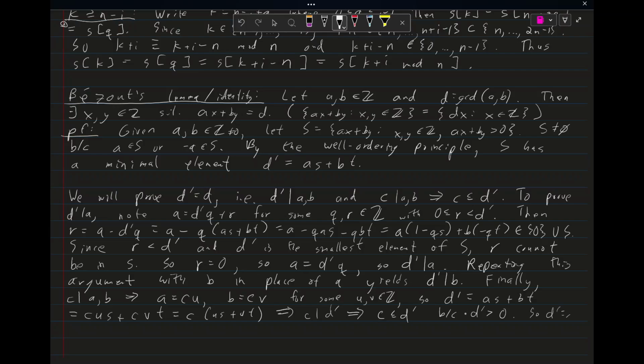So D prime equals D. So D prime is the greatest common divisor of A and B. So that confirms that if A and B are integers, then some integer combination of A and B is equal to the greatest common divisor of A and B. Okay, so now let's go all the way back to what we are trying to prove.